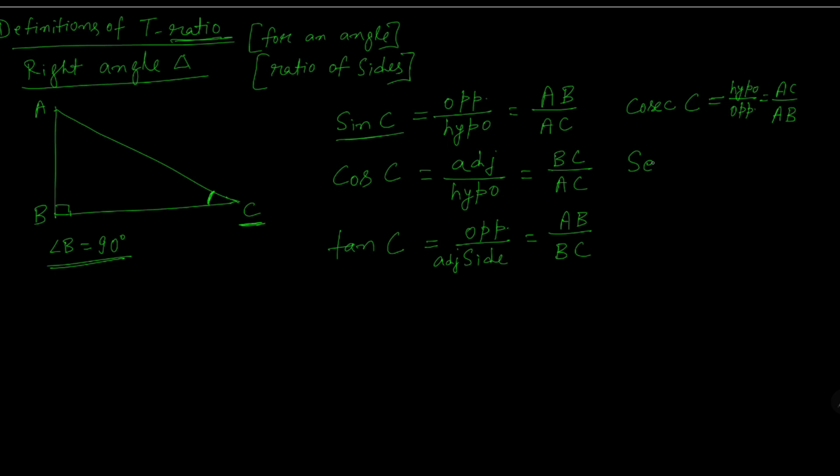Then it is secant. In short, it is sec. Sec of C is equal to hypotenuse divided by adjacent. You can see it is the inverse of cos of C. This is AC upon BC, right? If I want to write cot C, cotangent, in short it is called cot. Cot of C is the inverse of tan of C, and it is adjacent side divided by opposite side. So it is BC upon AB.